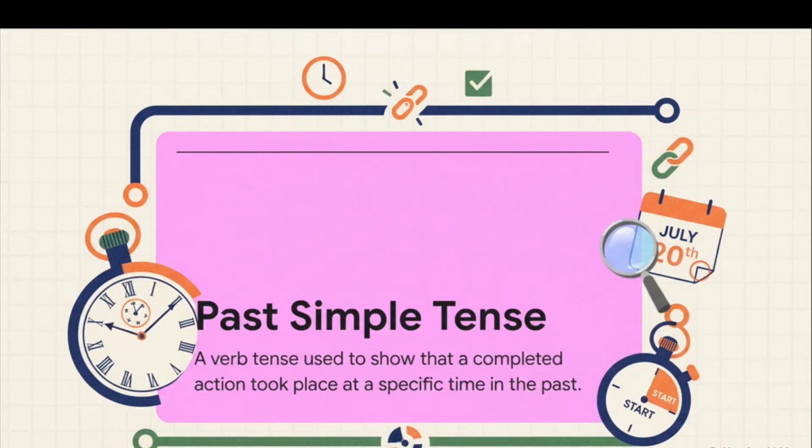So, what is it exactly? Well, the official definition is right here. It's for an action that is completed and it happened at a specific time in the past. Those are the two big ideas to hold on to. It started, it finished, it's over. That's the past simple in a nutshell.